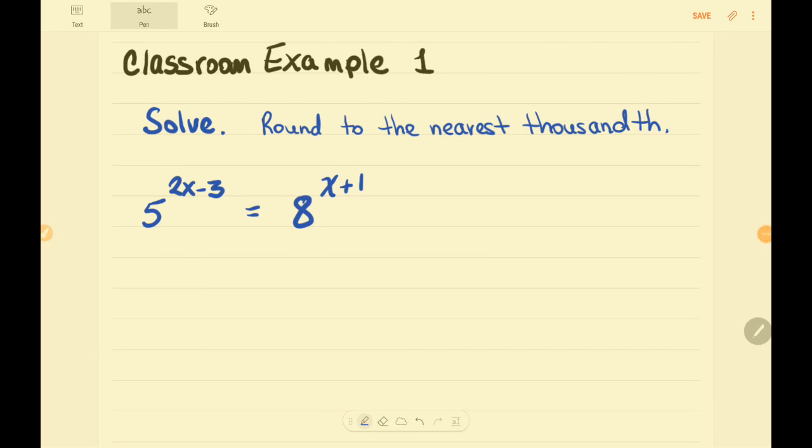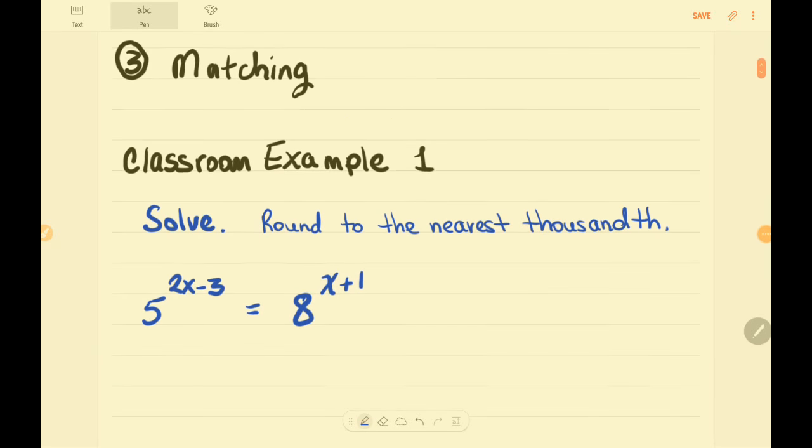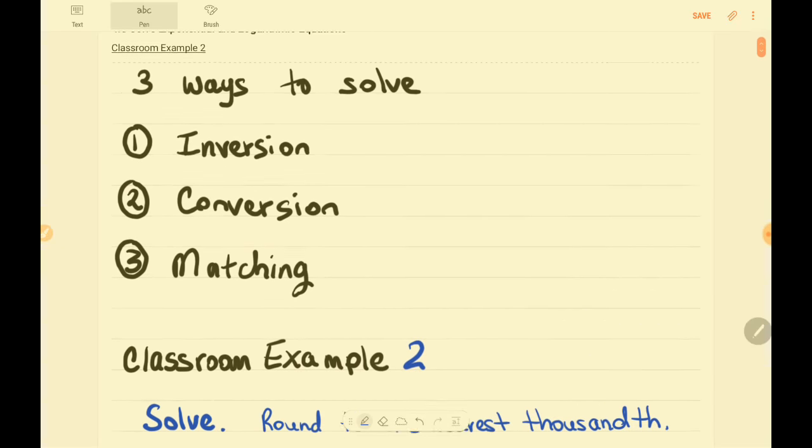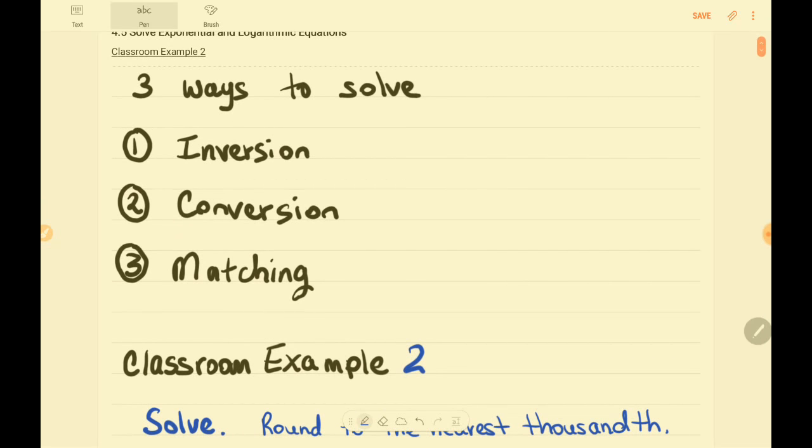Alrighty, let's do another example. This is example 2, I think, from the classroom example printouts. And I'm going to use it as a way to explain the different ways of solving.